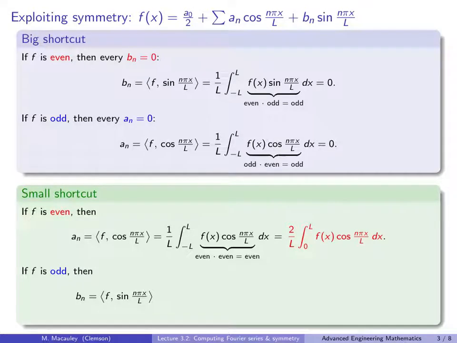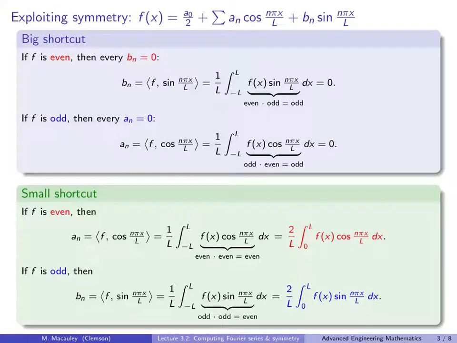Similarly, if f is odd, then bn, by definition, is the inner product of f and a sine term, which is 1 over L times the integral from negative L to L of f times sine of n pi x over L. And now we have an odd function f times an odd function sine, and odd times odd is even. So now, as before, we're integrating an even function from negative L to L, which is that integral times 2, but from 0 to L. So here's the corresponding formula when f is odd.